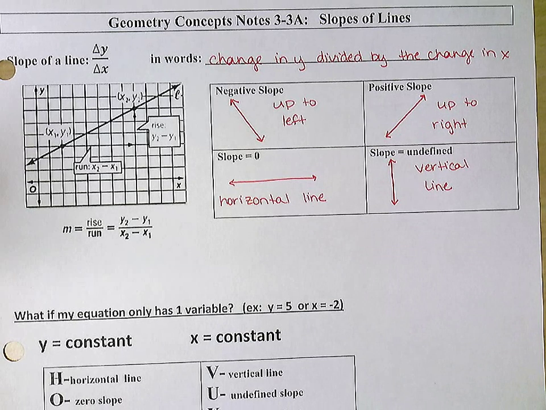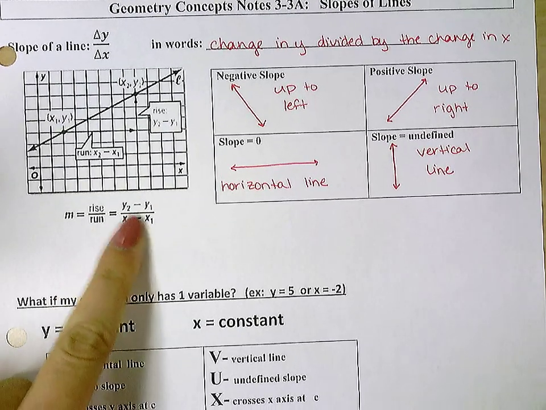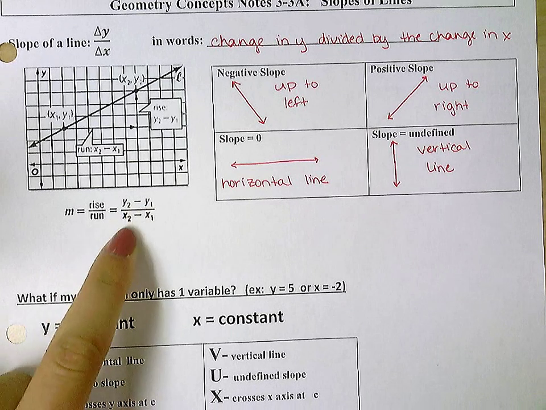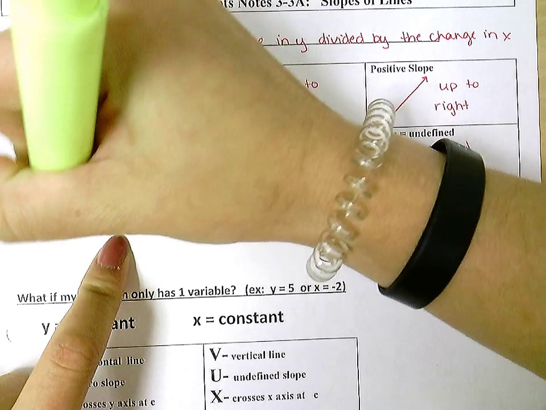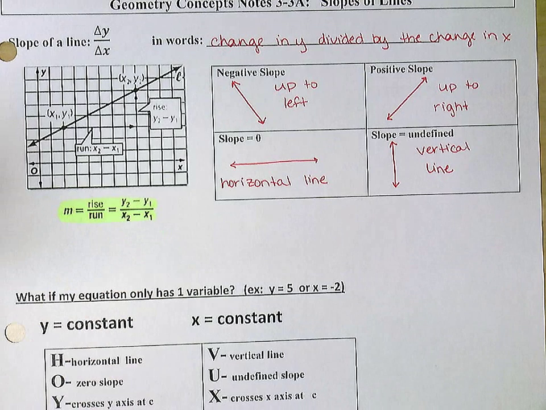All right, then to find the slope, we use rise over run. Okay, so our change in y would be y sub 2 minus y sub 1 over x sub 2 minus x sub 1. So that is our formula to find our slope, and I'm just going to highlight that for you there. That's the formula we need to use to find our slope.